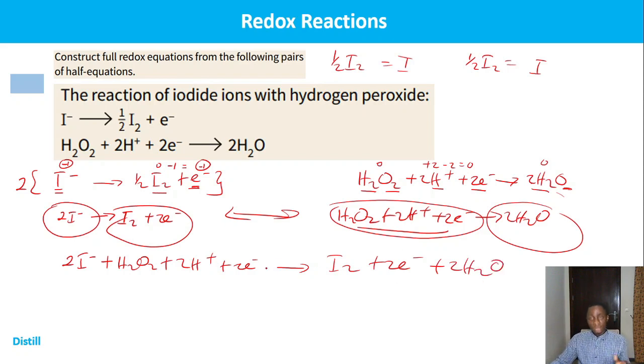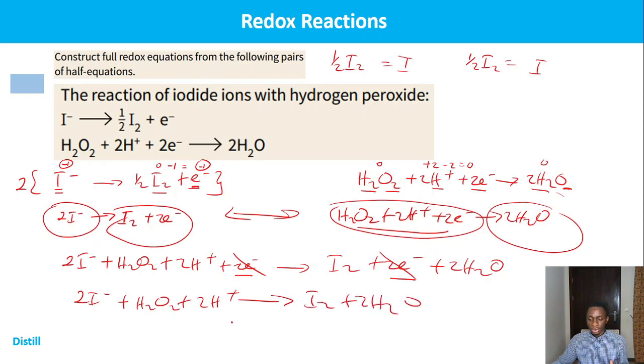Now, if you look very critically at it, you're going to see that we have 2 electrons on this left-hand side, and we have 2 electrons on this right-hand side. So we can cancel them out, right? Great. So cancel this out. What do we have now? We have 2I minus plus H2O2 plus 2H plus to give us I2 plus 2H2O. This is now the full redox equation.